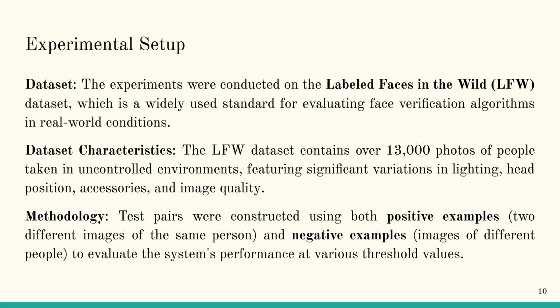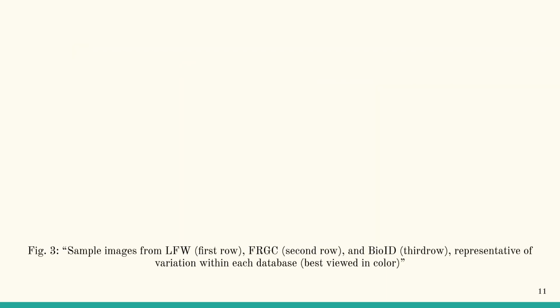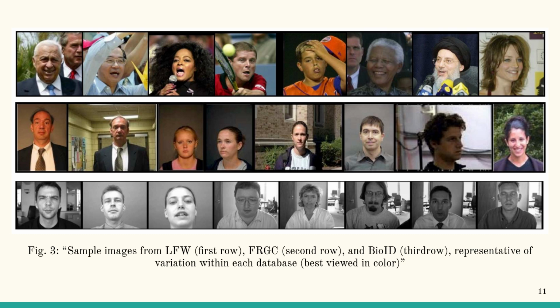For the experiment, we use a pretty old and standard dataset called Labeled Faces in the Wild. Examples of images are shown on this slide. The dataset consists of 13,000 records. For testing, we also created pairs of the same person and different persons to evaluate performance across various thresholds.